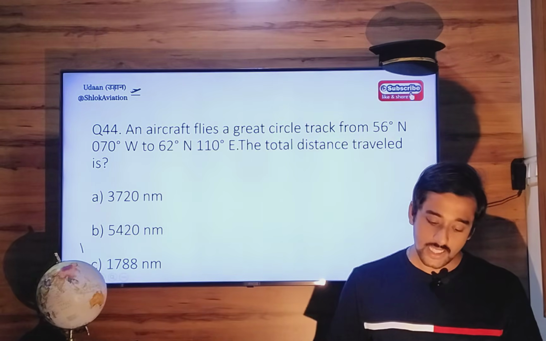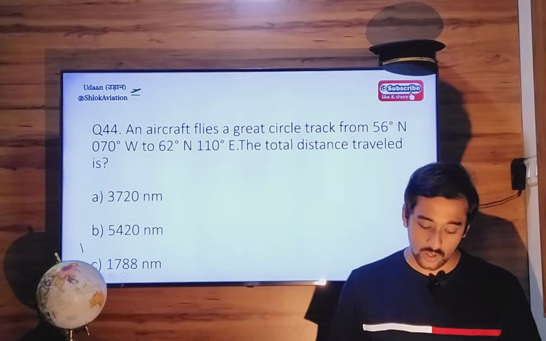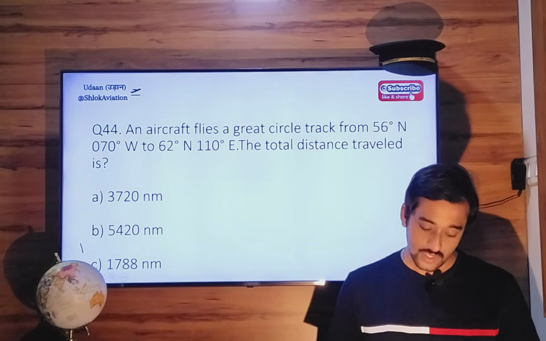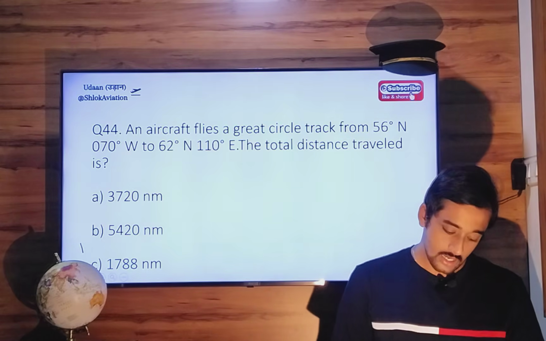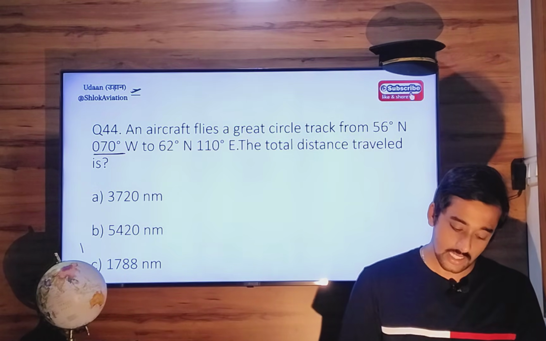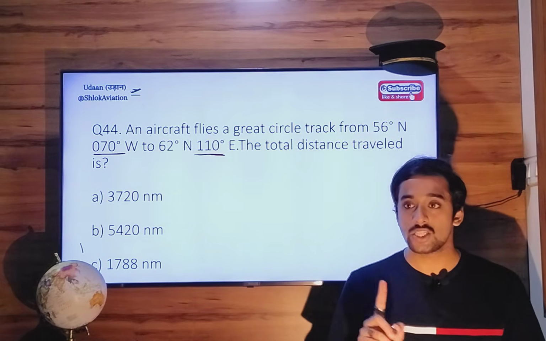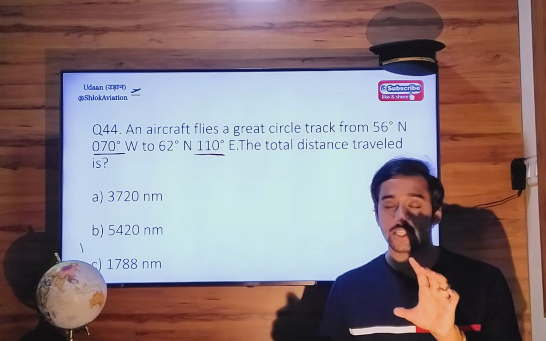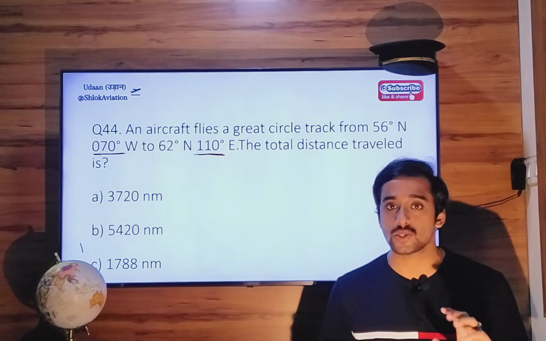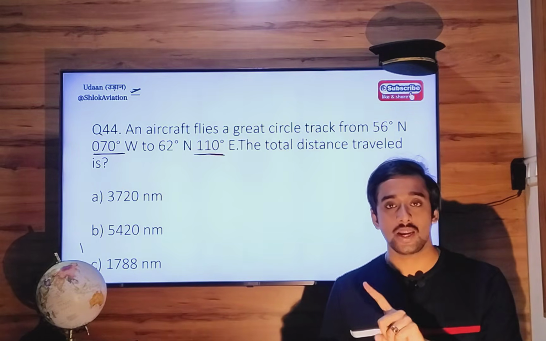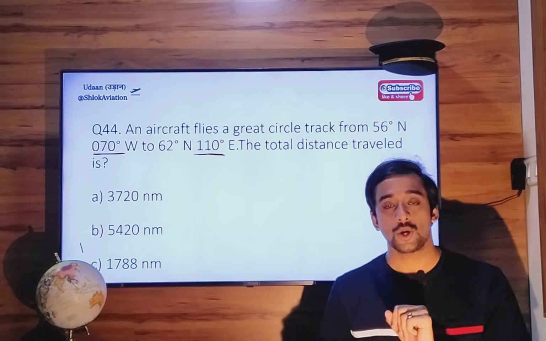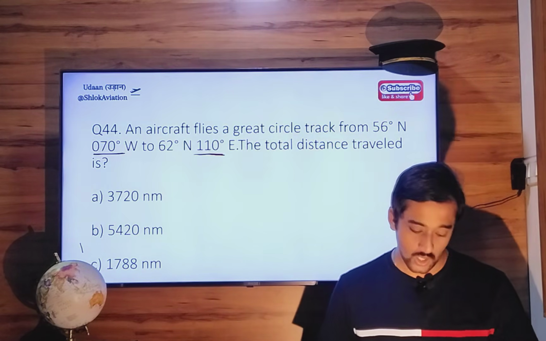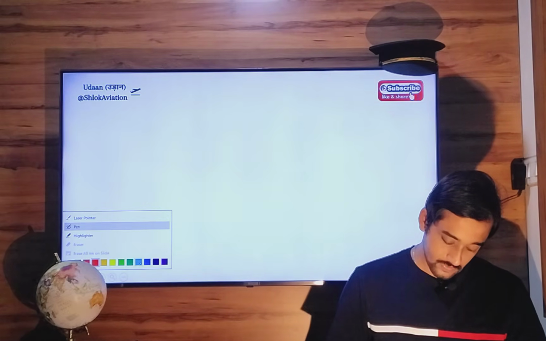Next, aircraft flies a great circle track from 56° north 70 west to 62° north 110 east. The total distance is equal to how much? Now look at the longitude, 70° west 110° east. The addition is equal to 180°. That means point A, departure and destination, are located on meridian and anti-meridian respectively. So meridian and anti-meridian together form a great circle. So your aeroplane is going to fly this great circle through the North Pole since you are in the northern hemisphere.